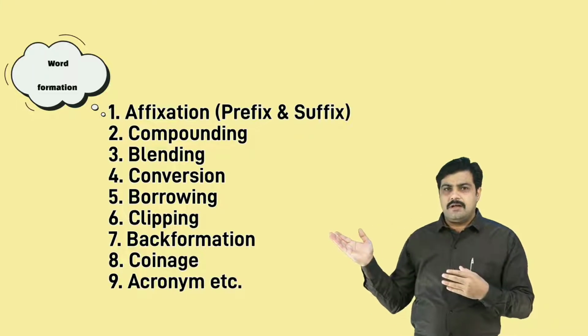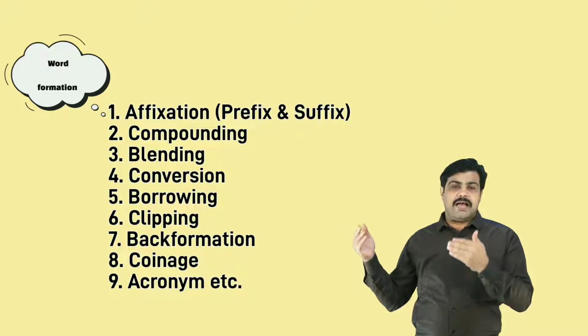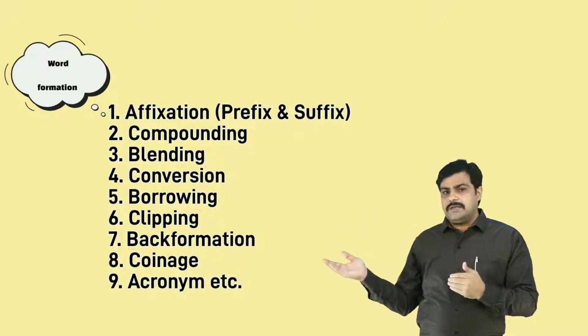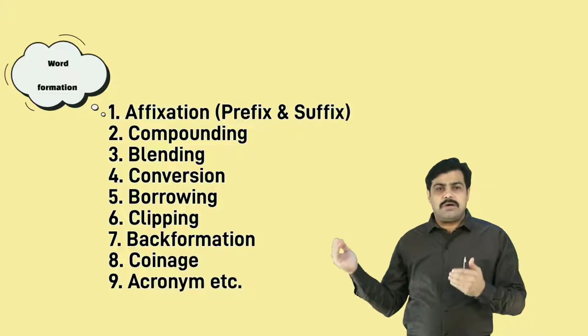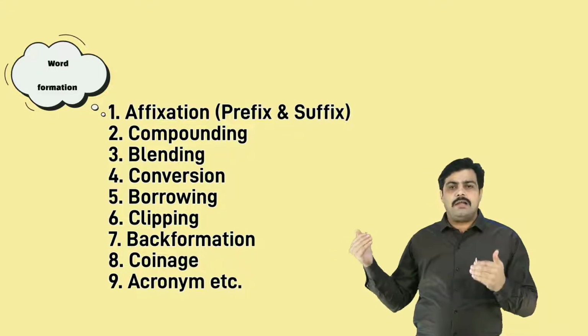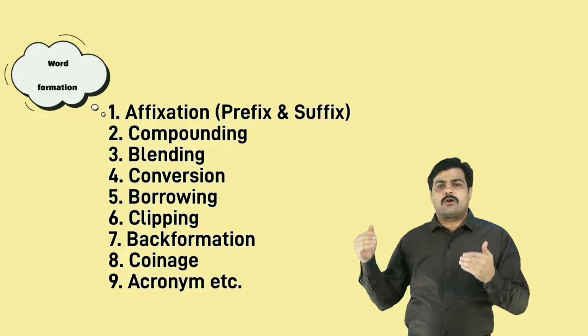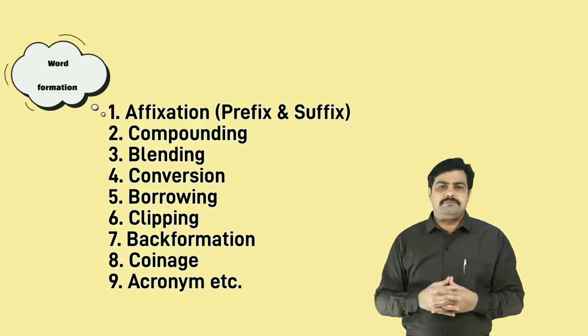In English, word formation is quite interesting. Different words are formed in different ways. Some of the important methods of word formation are affixation, which includes prefixes and suffixes, compounding, blending, conversion, borrowing, clipping, back formation, coinage, and acronyms. In this video lecture, we shall discuss some important ones only.